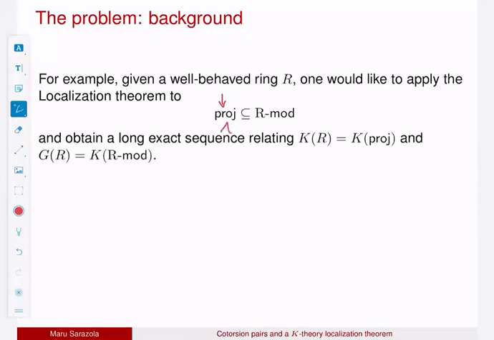So we could take this as A and this as B, and that will be pretty great because the K-theory of proj is the K-theory of the ring, and the K-theory of R modules is what we call the G-theory of the ring. So both of these things are important invariants of the ring that we would like to be able to compute. So great, let's try to use the localization theorem to relate these two categories and try to figure out what the difference between those two K-theories is.